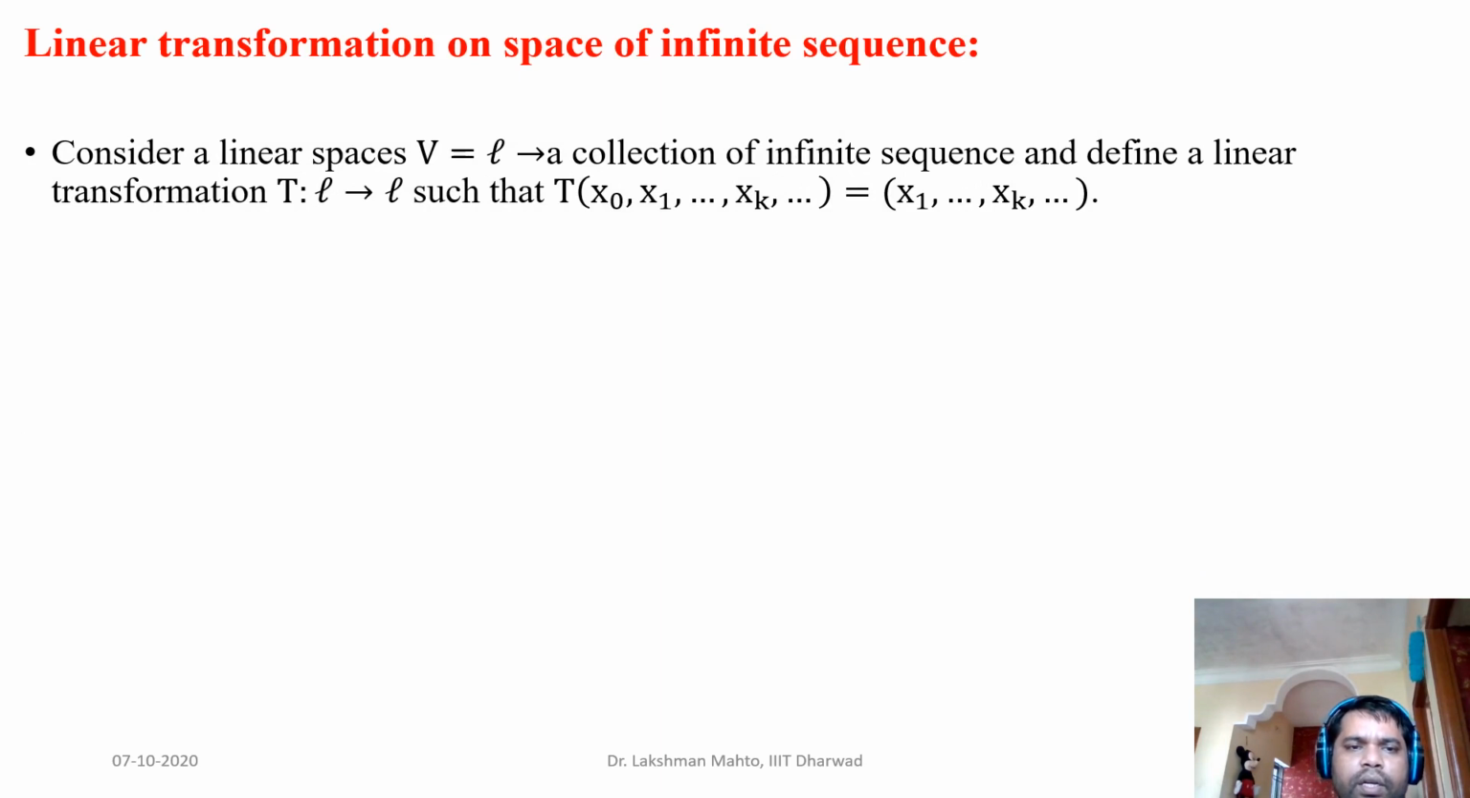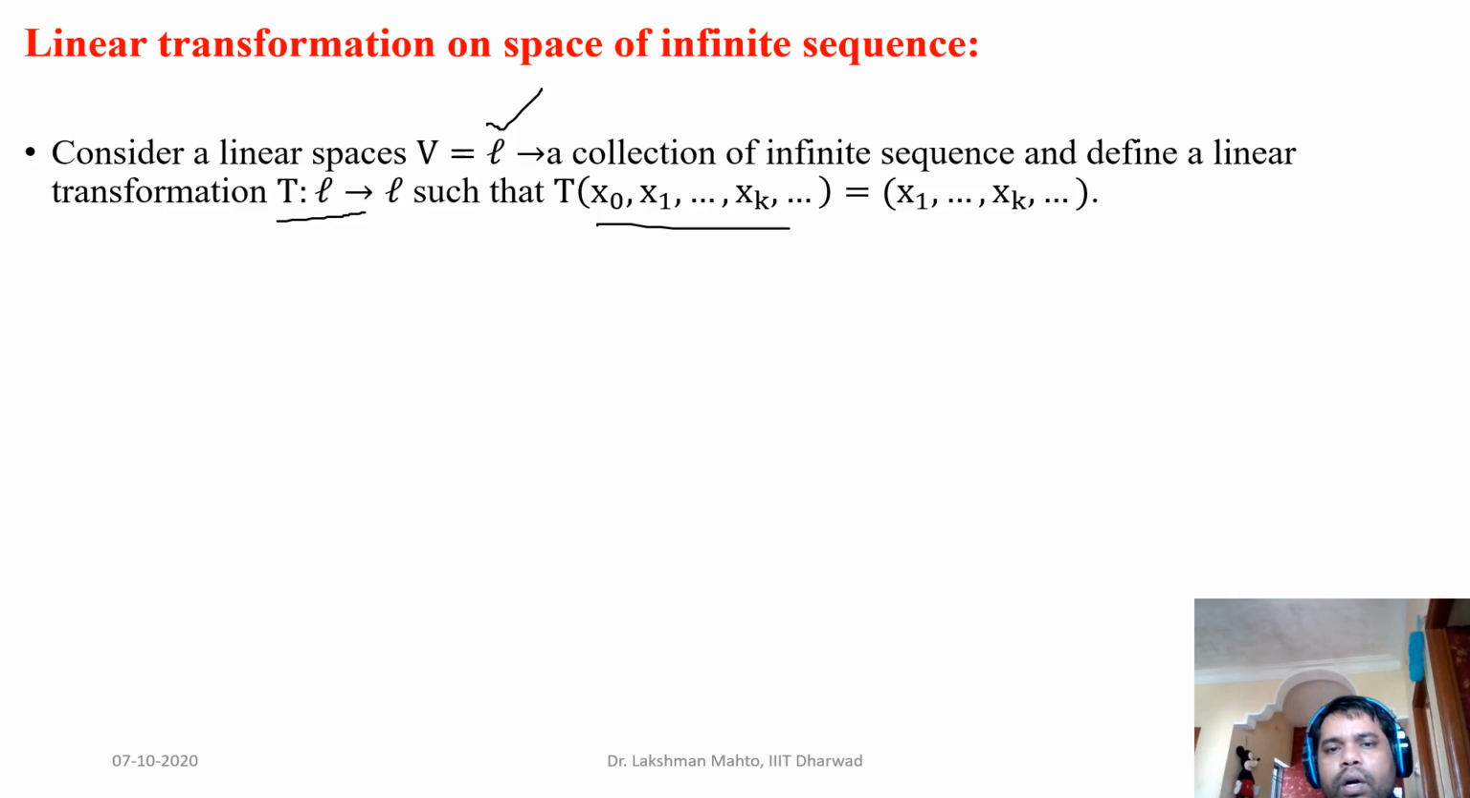So these are all infinite dimensional vector spaces. Here is one more infinite dimensional vector space I am taking. I am talking about the collection of infinite sequences. The collection of infinite sequences always forms a linear space or vector space. Over this vector space we can define a linear transformation by shifting.